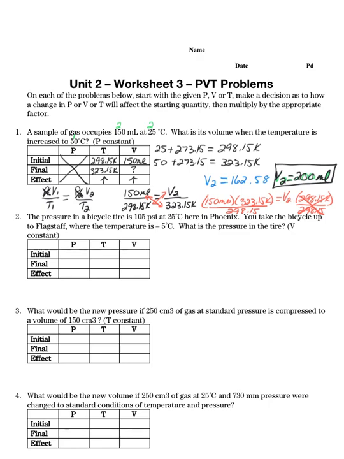All right, on to the next one. The pressure in a bicycle tire is 105 psi at 25 degrees Celsius in Phoenix. You take the bicycle up to Flagstaff where the temperature is -5 degrees Celsius. What is the pressure in the tire?